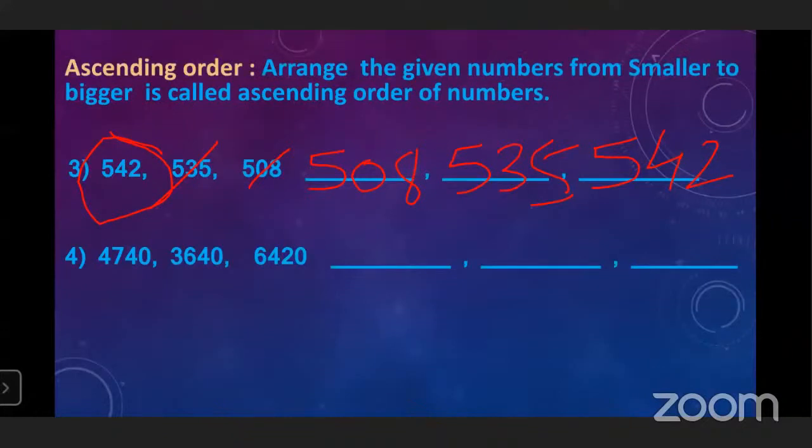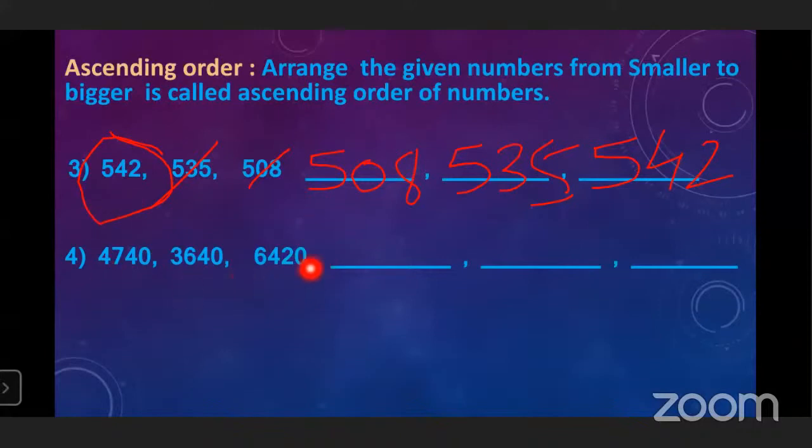4 digits. 4,740, 3,640, and 6,420. These three numbers are given. So don't think about how many digits are here. You have to use the same technique.